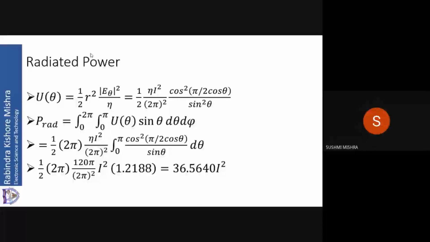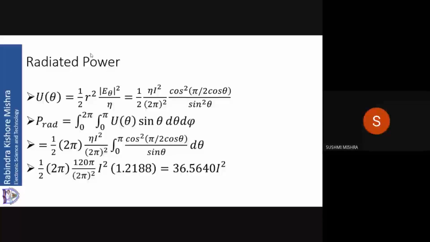Now you can find out what is the intensity U theta, that is defined as, we have defined it so many times till now, as 1/2 r square E theta absolute square upon eta. And now that we know what is the value of E theta, we put that. Now this gives us 1/2 eta I square divided by 2 pi whole square, then cos square pi by 2 cos theta divided by sin square theta. This is the radiation intensity.